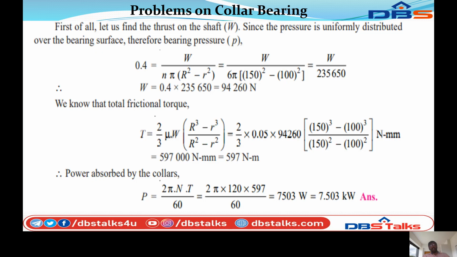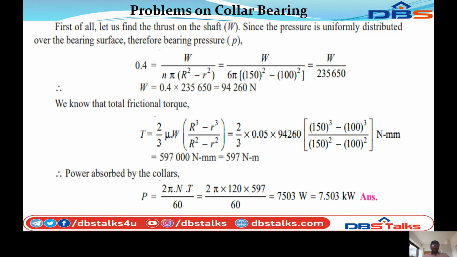First of all, let us find the thrust on the shaft. Since the pressure is uniformly distributed over the bearing surface, the bearing pressure p equals W by n pi (R squared minus r squared). So substitute in the values. W is not given, so W will be calculated.